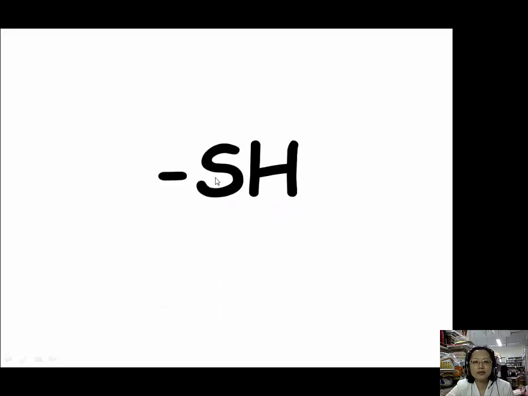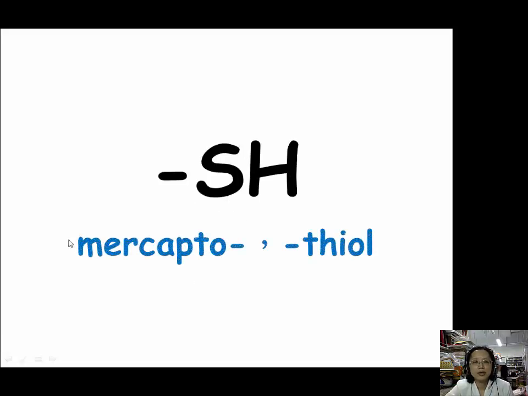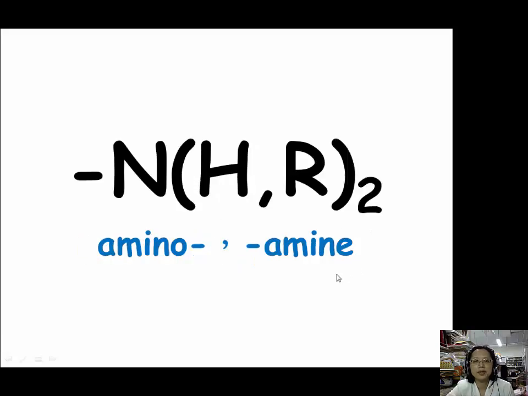Let's review what we learned. For the functional group SH, we have the prefix mercapto, and the suffix thiol. For the functional group NH2 or NHR or NR2, we use the prefix amino, or the suffix amine.